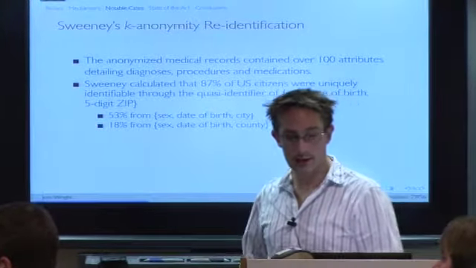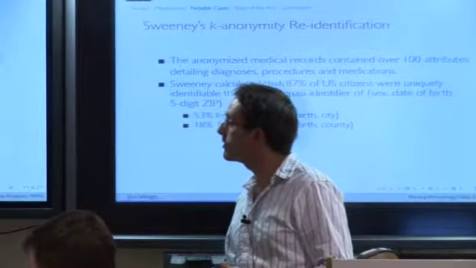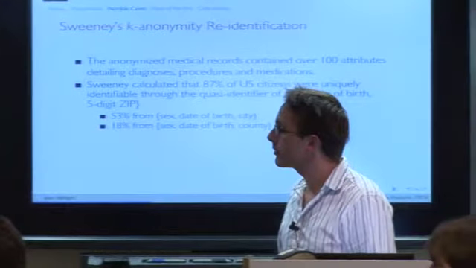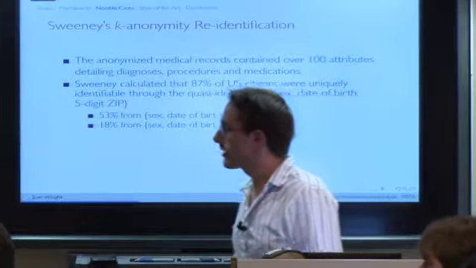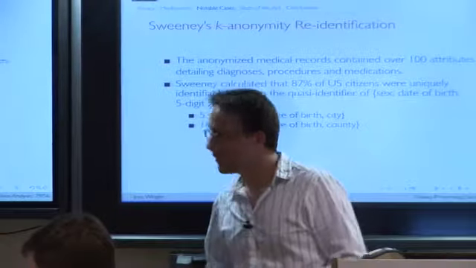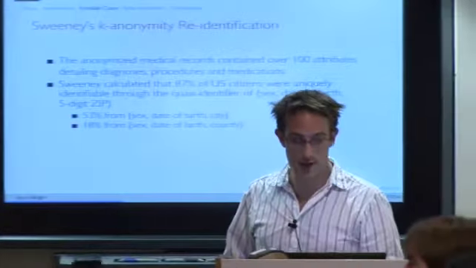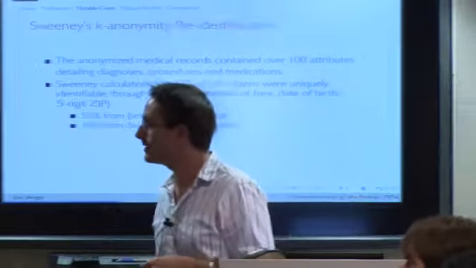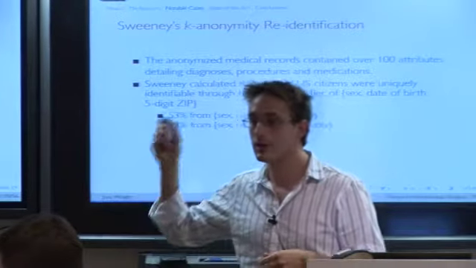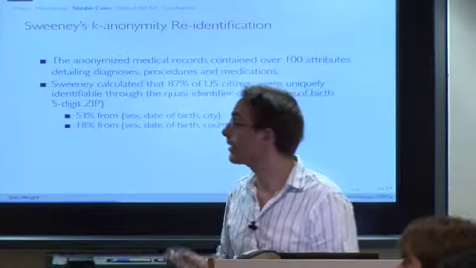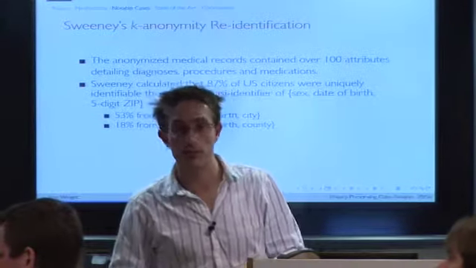From this example, Sweeney calculated that 87% of US citizens were uniquely identifiable through the quasi-identifier of sex, date of birth, and the zip code. That goes down to 53% if you don't have the zip code, but you have the city, and 18% of people are unique according to their sex, date of birth, and the county in the US in which they live.